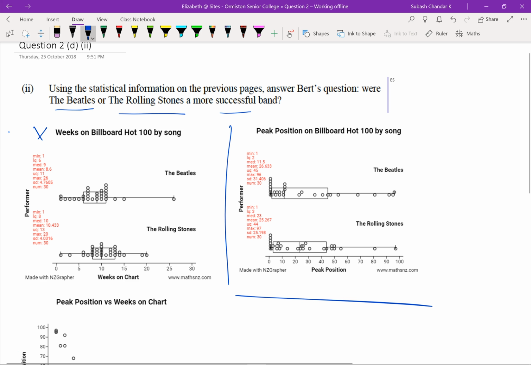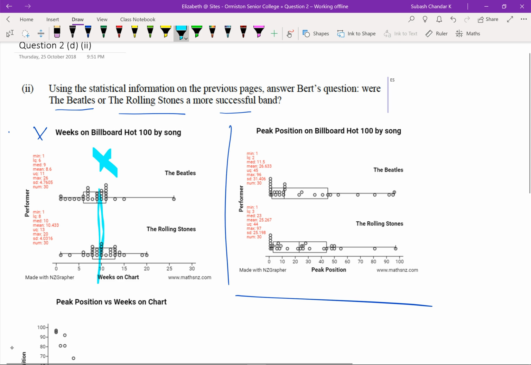If I think about the weeks on the Billboard, and remember our conclusion, we were looking to see whether the median is inside or outside the box of the other. I think they were both pretty much inside the box. A median of 9 with an upper and lower of 8, so that's inside. And that median of 10 is definitely inside. So both of those medians are inside the boxes. So in terms of the overall conclusion for this one, we can't make the call. We don't have enough evidence for that graph to say that the Beatles or the Rolling Stones spent more or less time on the charts. Individual songs did, but not as a whole.